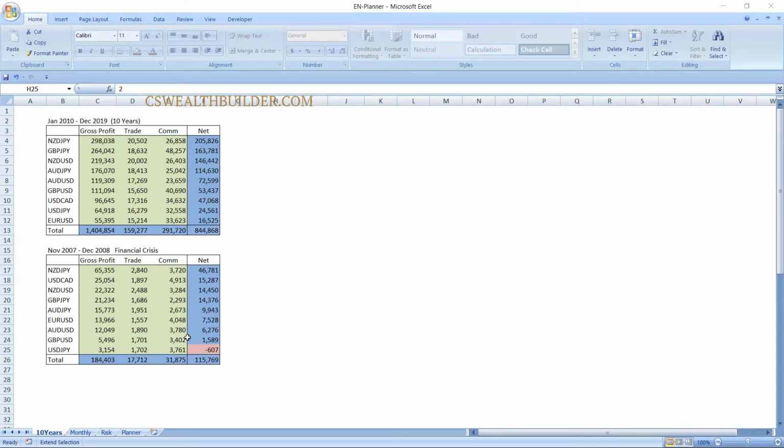Okay, so here we are. The first question we ask ourselves is, is the robot profitable on a 10-year period? Because otherwise it's useless, right? So here's what we did. We tested the robot on 9 different pairs. Here they are. That's what I was talking about. New Zealand dollar against Japanese yen, Great Britain pound against Japanese yen, New Zealand versus the US, etc. All right, and this is from January 2010 to December 2019.